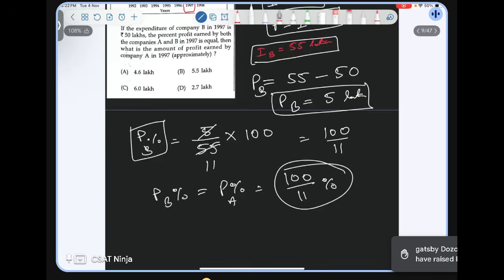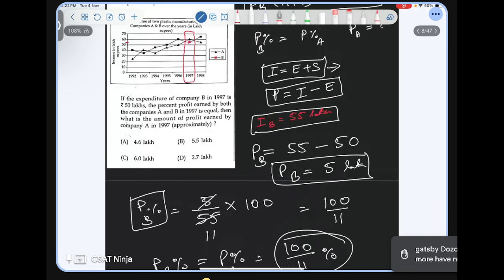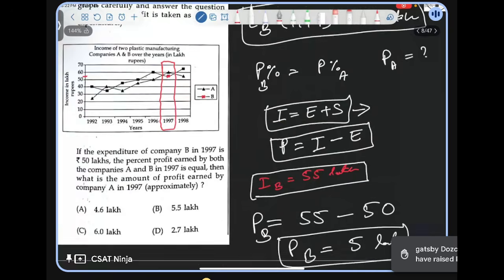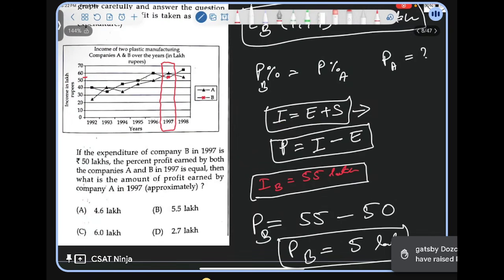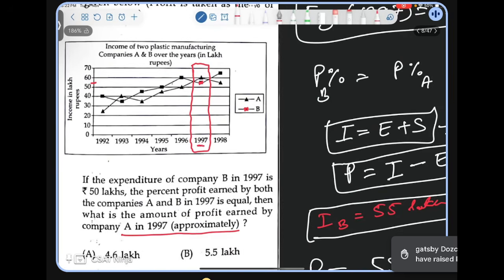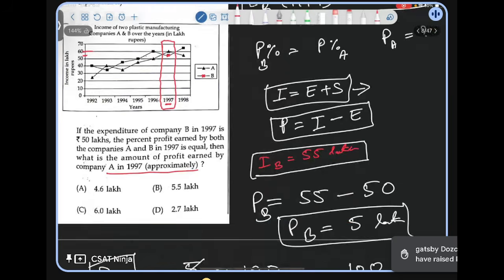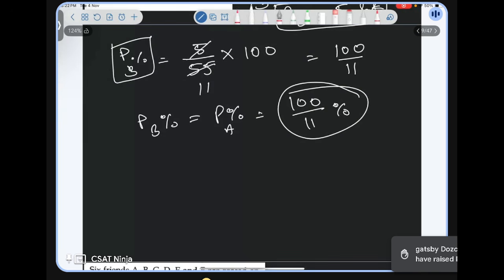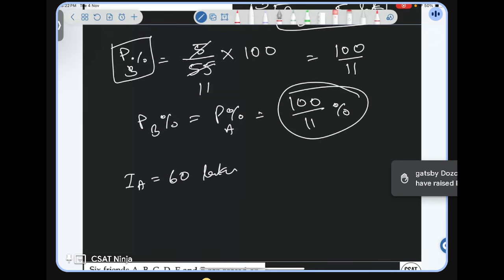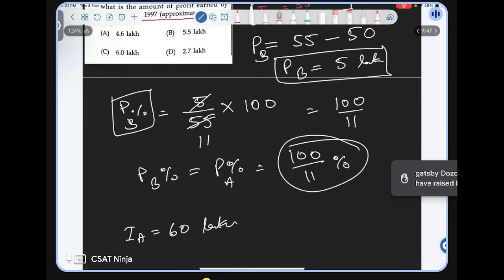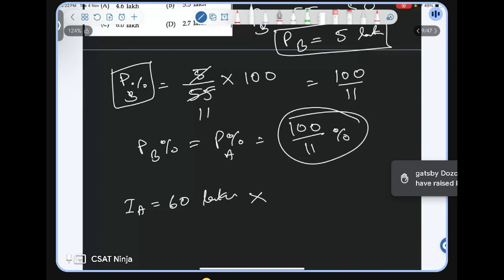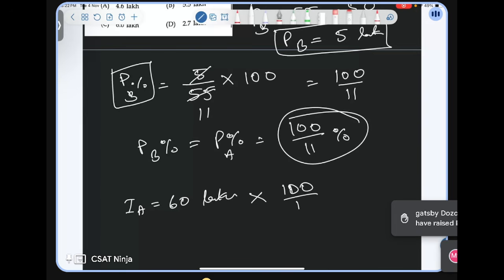So let us find the profit of A. Income of A in the year 1997: we need to find the income of A in the year 1997. In the year 1997, A's income is 60. So I'll just write income of A is nothing but 60 lakhs. And A is earning a profit of how much percent? A is earning a profit of this much percent. Out of this 60 lakhs, A is earning 100 divided by 11 percent. So this is the income here. So you simplify this. I'll leave this one for you.